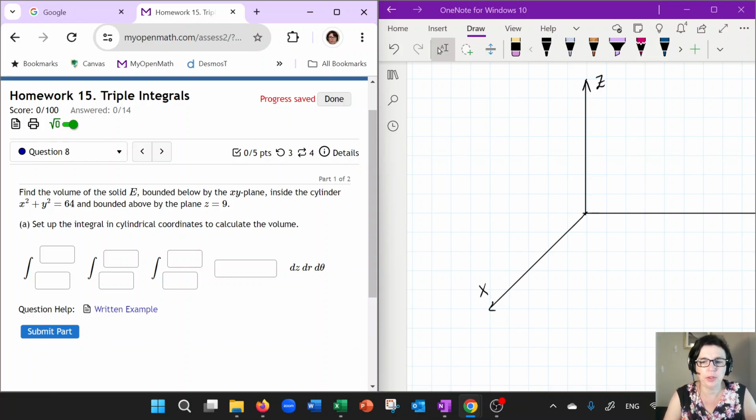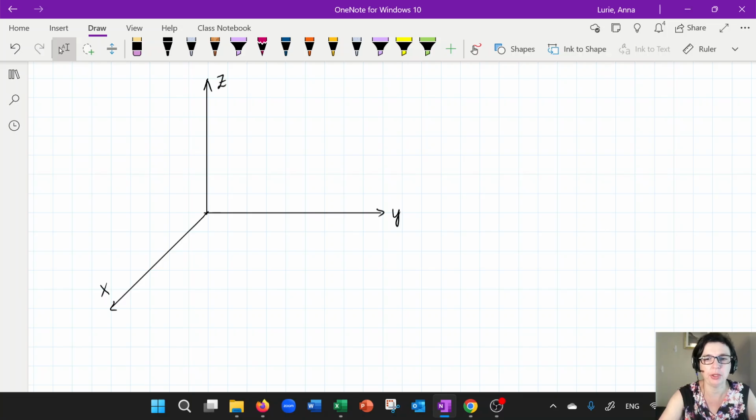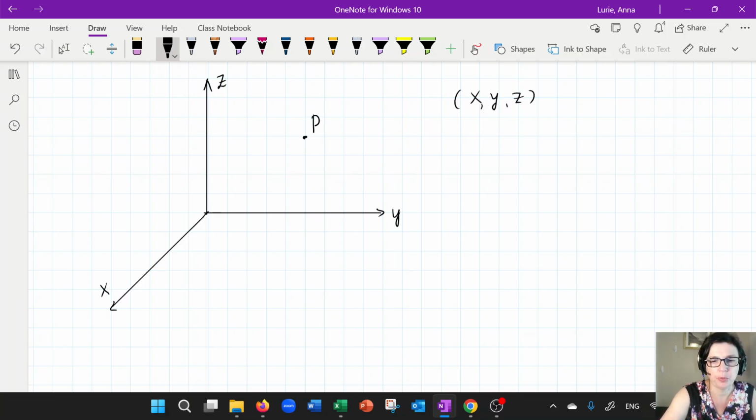Hi guys, in this video we are going to take a look at using cylindrical coordinates to compute the volume of a given solid. The first thing I'm going to explain is a little bit of an introduction to cylindrical coordinates. So imagine that you have regular rectangular coordinates x, y, and z. So you have some point right here, this is point P, and x, y, z are the coordinates.